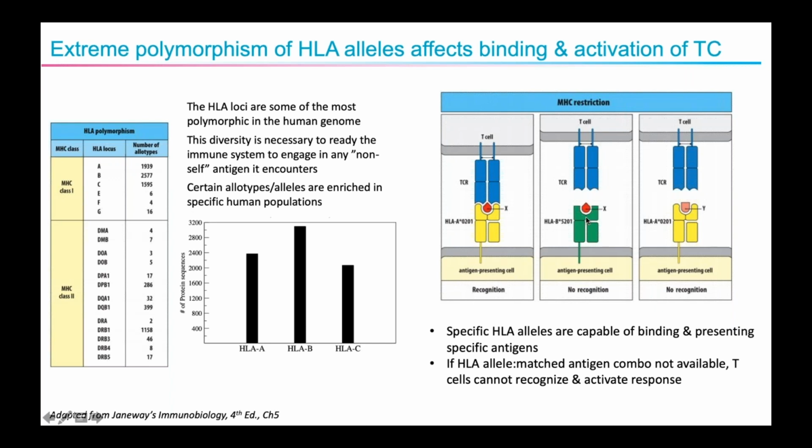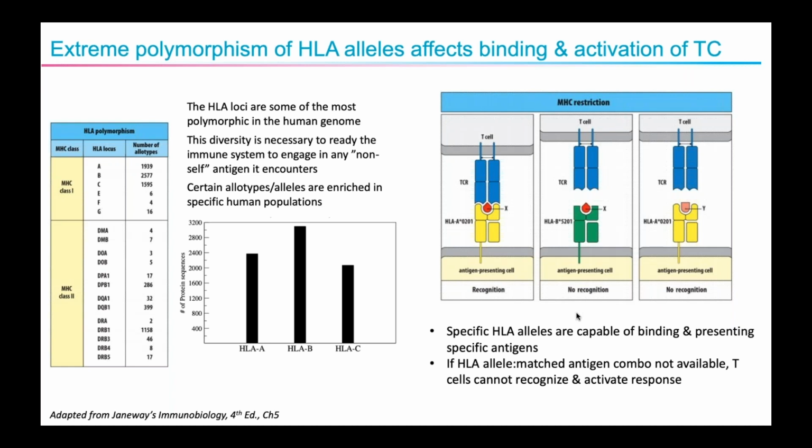However, if the same peptide was bound to a different allele, in this case B5201, the conformation of this complex is not such that it's appropriately matched to the cognate TCR, and that means there's no recognition and no activation downstream. So specific HLA alleles are capable of binding and presenting very specific antigens, and that cognate matchup is important for appropriate T cell activity, which is thought of as HLA restriction.